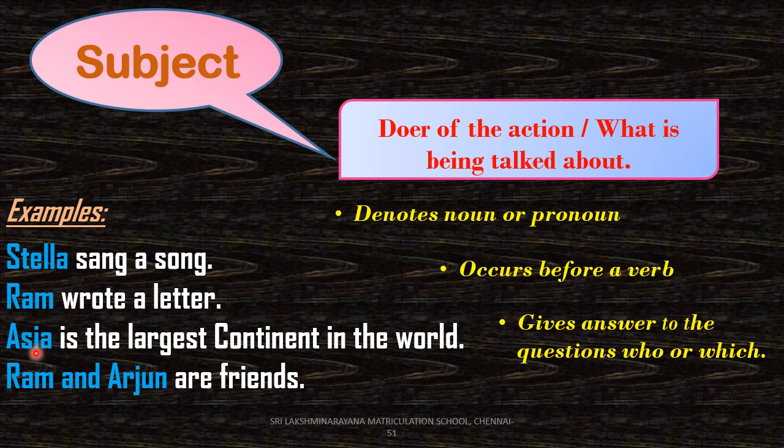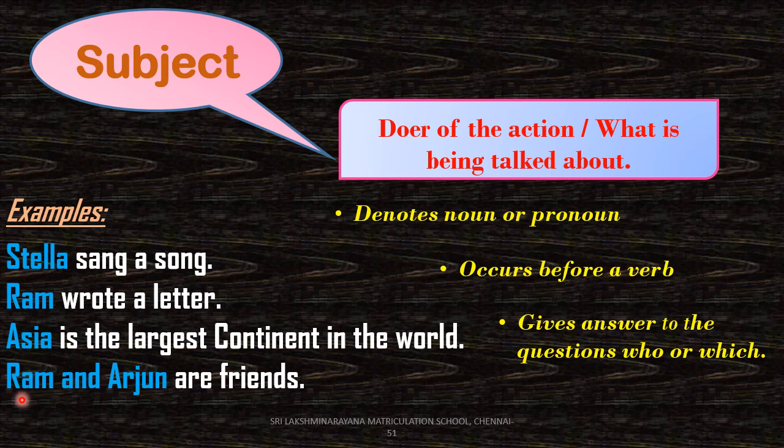In the next sentence, Asia is the largest continent in the world. So, what is being spoken about in this sentence, children? About Asia. So, Asia is the subject. You can ask a question, which is the largest continent in the world? The answer will be Asia. So, Asia is the subject.